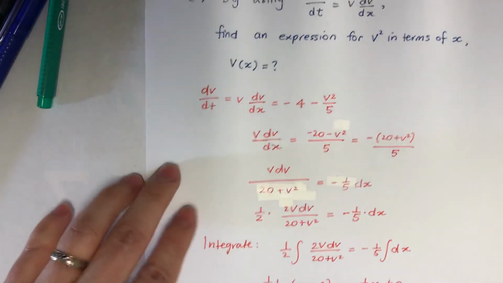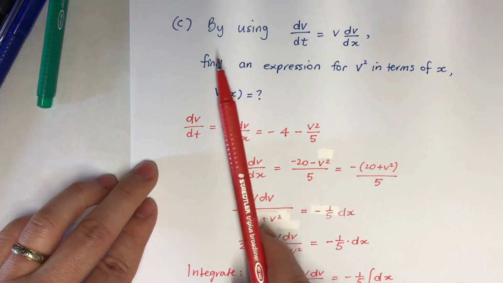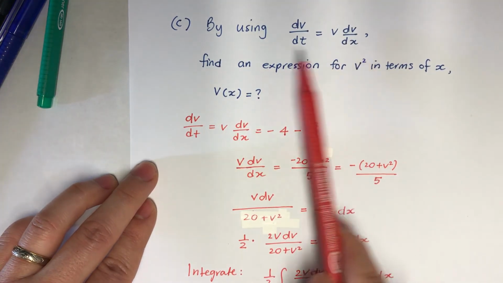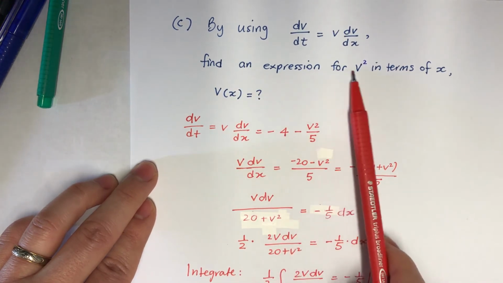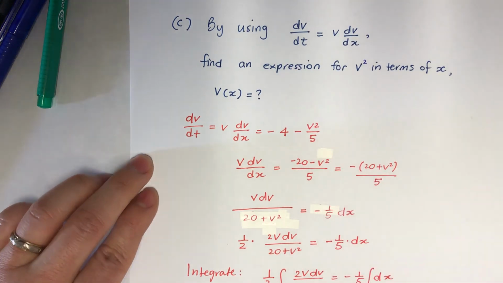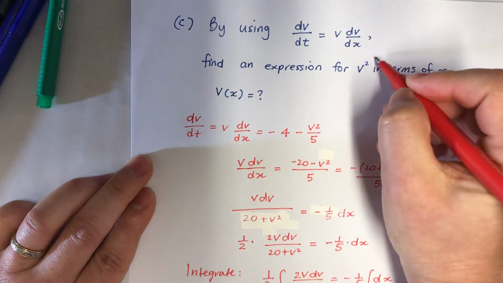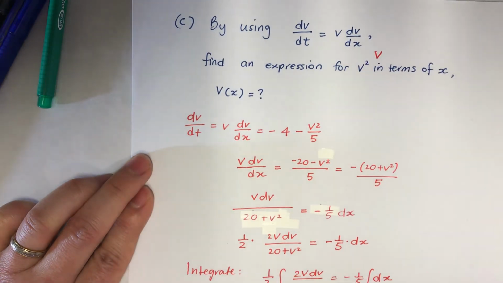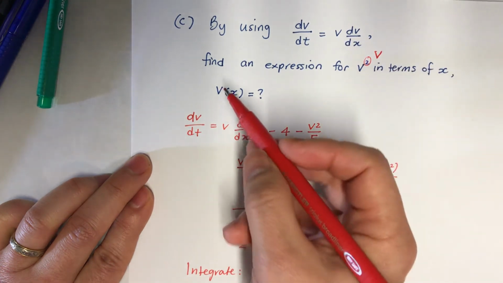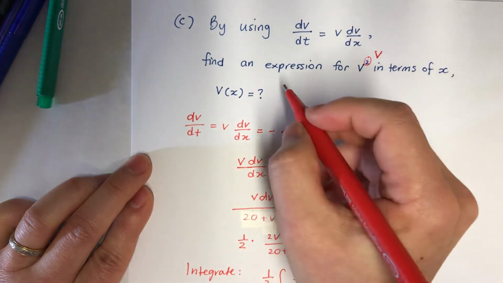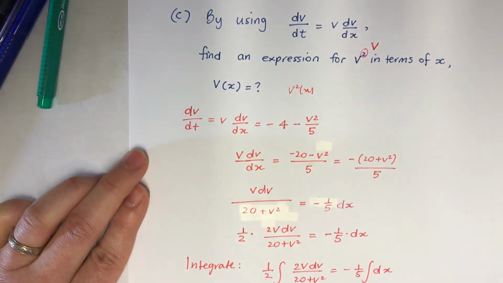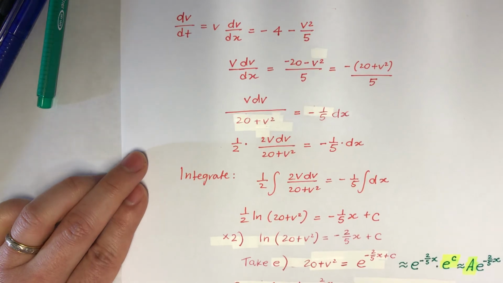All right, next one, part C. By using dv over dt equals v dv over dx, find an expression for v squared in terms of x. Now in the question some of them just say find v in terms of x. Okay, so I'll just put that as v squared. They're sort of the same, because it's going to be an x anyway. Okay, so don't worry too much.